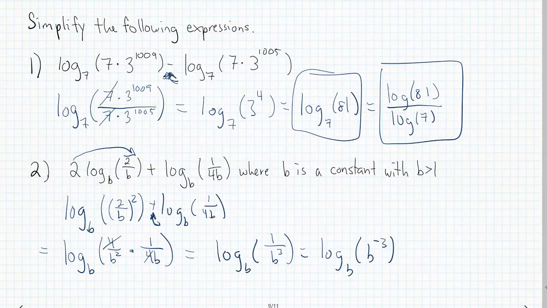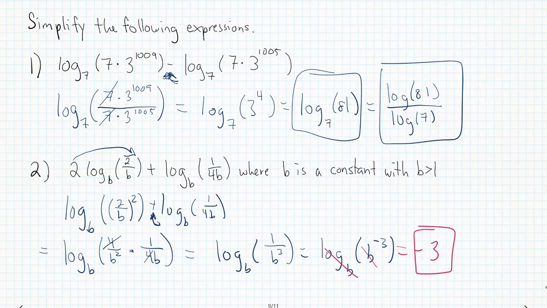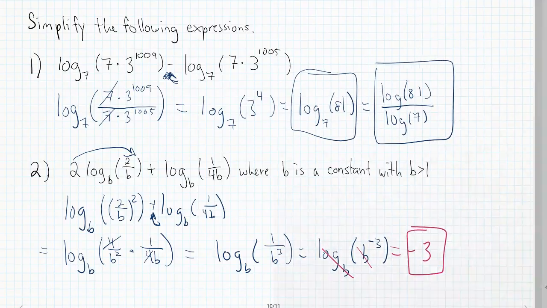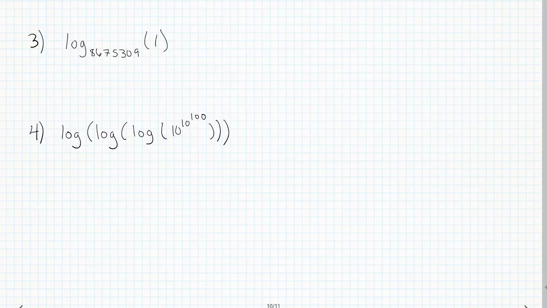So what happens here? Well, the b's would cancel, and we're left with a final answer in a much more simplified format of negative 3. You aren't going to get any better than that. Okay, so only a few more problems in simplifying, and then I think we're good to go.